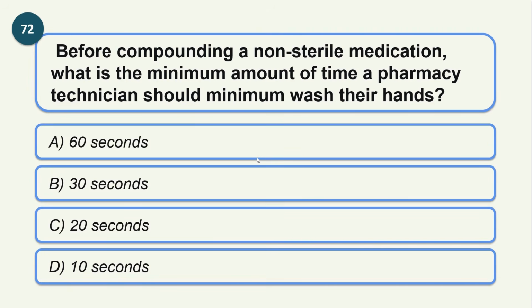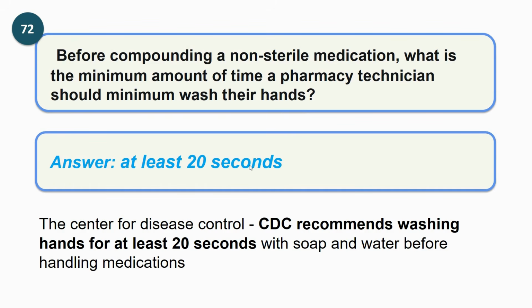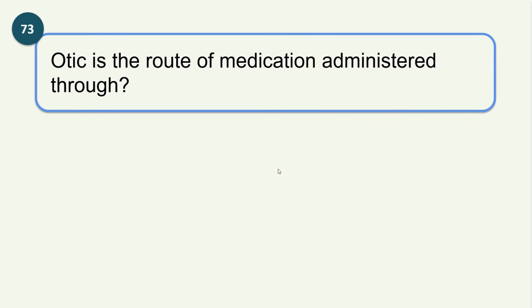Next, before compounding a non-sterile medication, what is the minimum amount of time a pharmacy technician should wash their hands? 60 seconds, 30 seconds, 20 seconds, and 10 seconds. Correct answer is 20 seconds. According to the CDC, Centers for Disease Control, washing hands is recommended for at least 20 seconds.